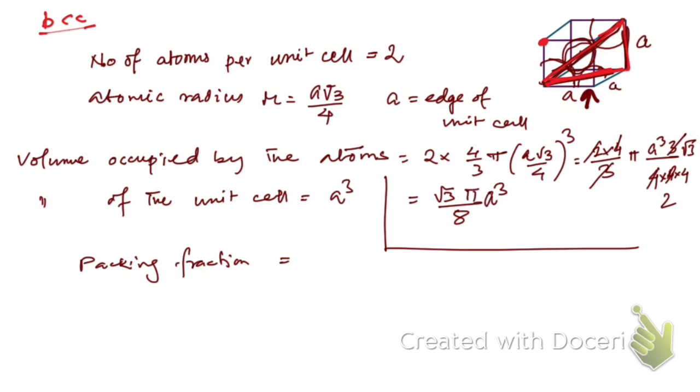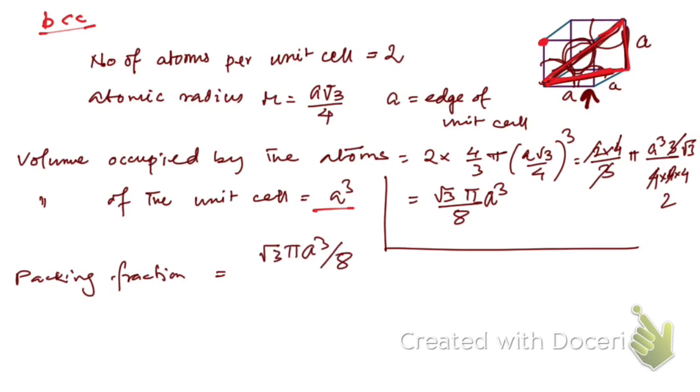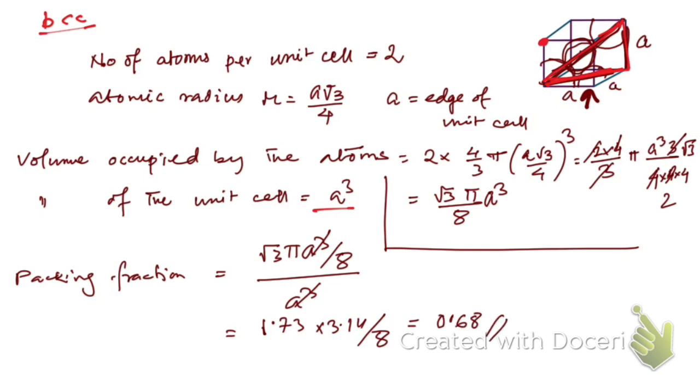Okay, so now the volume of the unit cell is a cube, so that's why the packing fraction should be, let me write here, root 3 pi a cube divided by 8, divided by a cube. So 8 a cube cancels. So root 3 is approximately 1.73, and the value of pi is 3.14, and divide them by 8, then you're going to get approximately 0.68. That is the packing fraction of BCC.